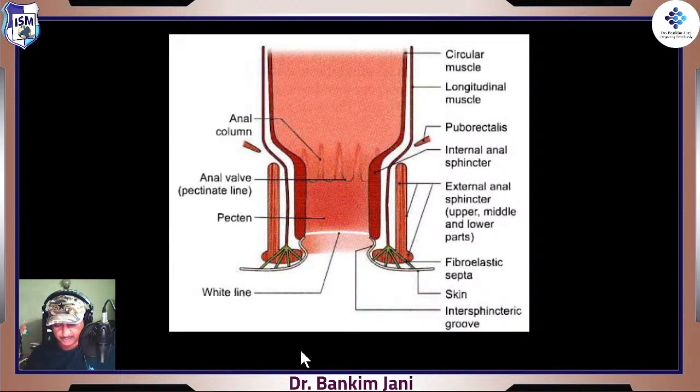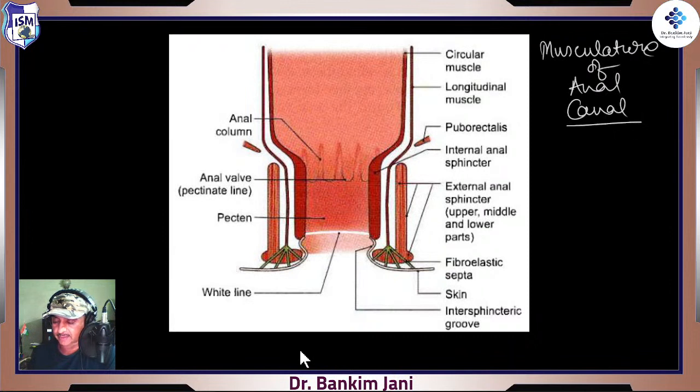Watching it further, in this we need to see two important things, because this is the musculature of the anal canal, and it would explain the concept of sphincter. The sphincter is to be seen, how exactly it is arranged. And there are two sphincters, internal and external.